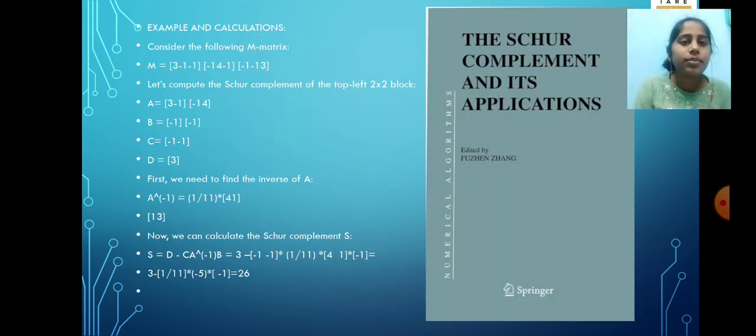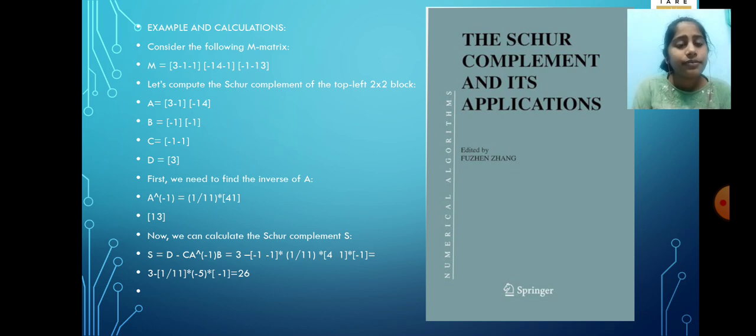Here is an example and calculation regarding the Schur complement of a matrix. Given the matrix with rows 3, -1, -1; -1, 4, -1; -1, -1, 3. Let's compute the Schur complement of the top left 2 by 2 block. A is the matrix 3, -1; -1, 4. B is the column -1, -1. C is the row -1, -1, and D is equal to 3.